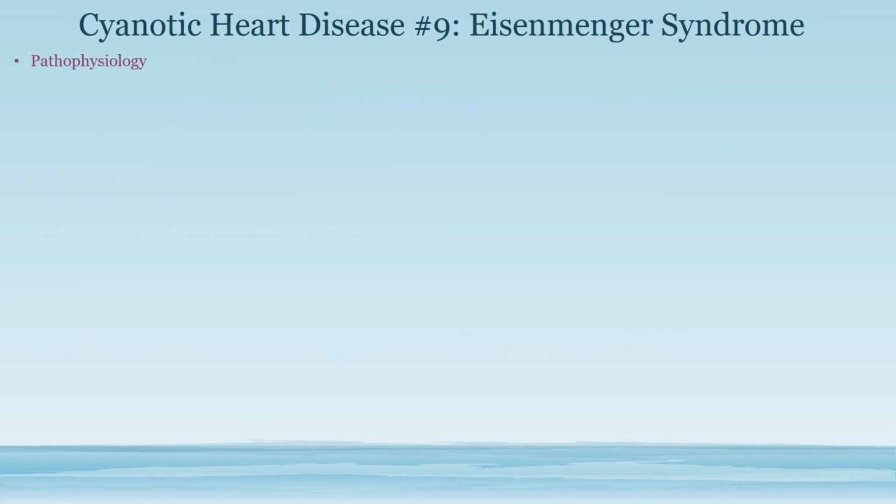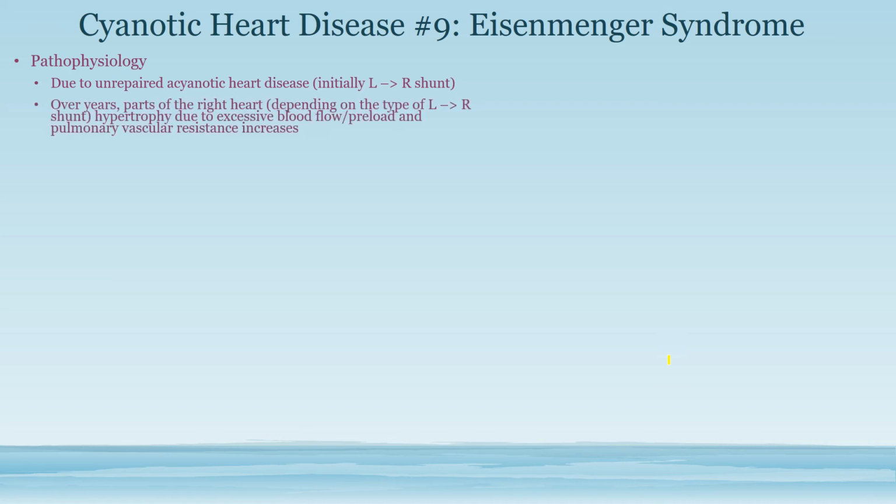Let's now talk about Eisenmenger syndrome. This is a very important syndrome to know that we've been talking about in the past. Now we'll finally discuss what's exactly going on. So this is due to an acyanotic heart disease that starts out left to right that never gets repaired. And what happens is that because it's never repaired, the right heart will start getting larger because more blood is being shunted to the right side.